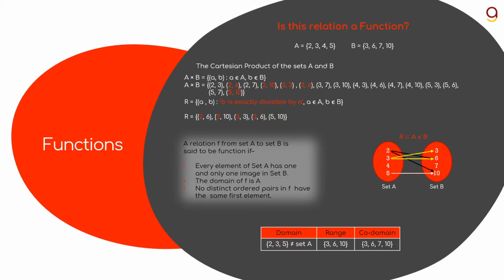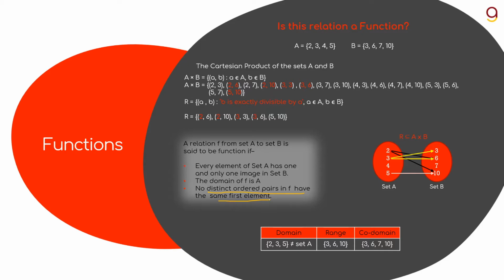Now let's check the second criteria, that is the domain of f is A. Again, the domain of f is A is also not met as we have no ordered pair with 4 as its first element. Now, the third criteria says no distinct ordered pair in f have the same first element.